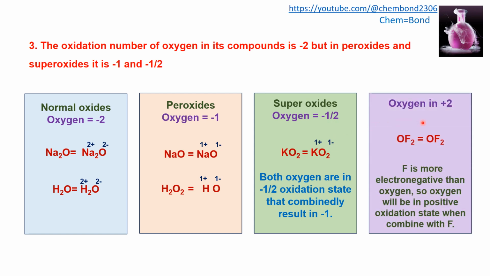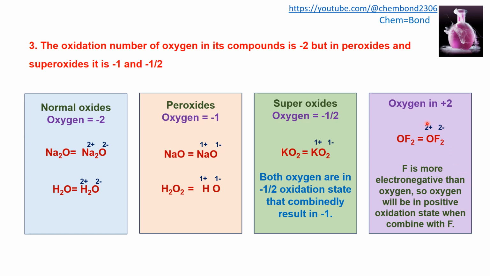There are some compounds in which oxygen is combined with fluorine. In this case, the oxygen has plus 2 oxidation number. It means that fluorine is more electronegative than oxygen, so oxygen will be in a positive oxidation state when it combines with fluorine.